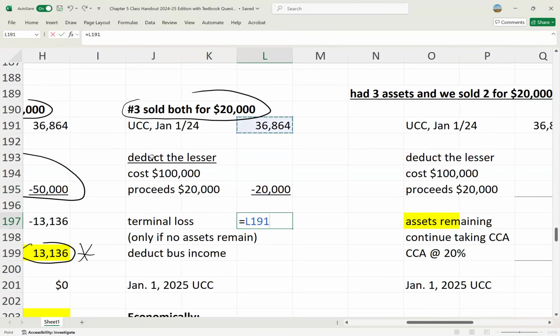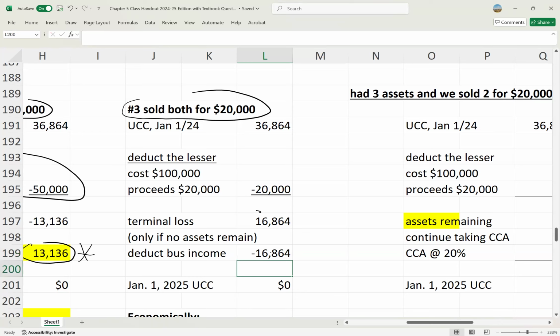And we're left with a positive balance of 16,864. Now, because there are no assets remaining, we have to close this off to zero at the end of the year. The only way to get that to zero is we now get a deduction of 16,864. This is known as a terminal loss.